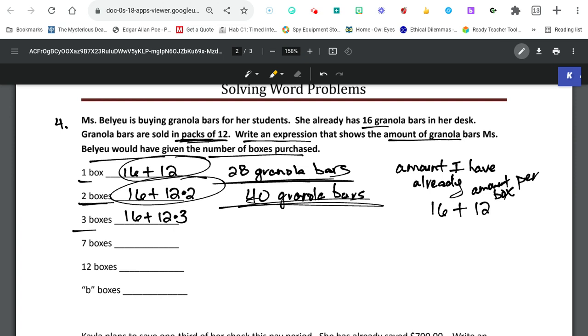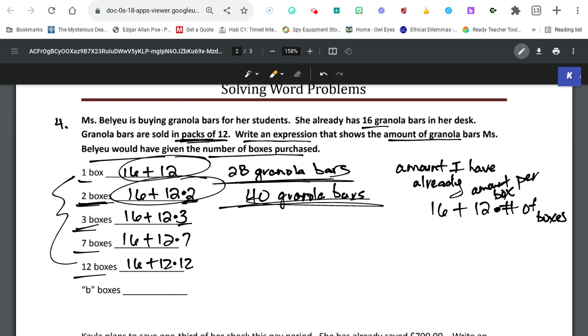But I'm multiplying that 12 by 2. So it's 12 per box. But then it's times the number. 2 is the number of boxes. 3 is the number of boxes. So I can see that it's 16 plus 12 times the number of boxes. Here is 7. Here is 16 plus 12 times the number of boxes. Here is 12 boxes. All of these, again, are numerical.